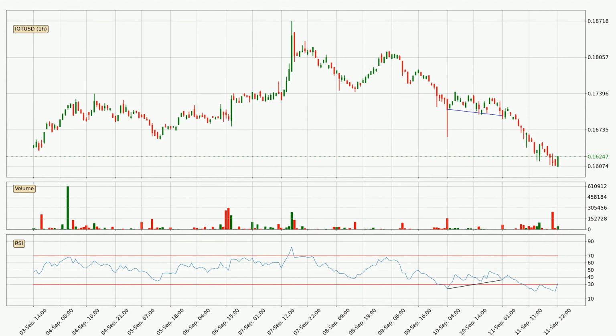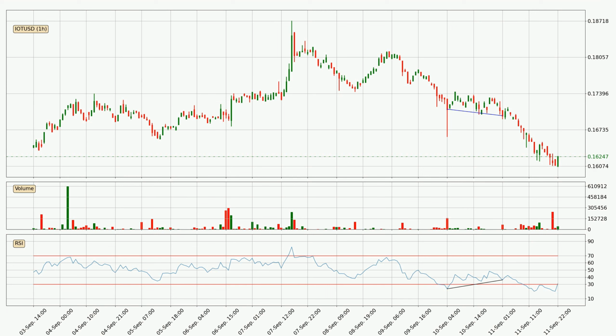Moving to the divergences, there are two types of divergences: bearish or negative divergence and bullish or positive divergence. Bearish divergence is when the price is making a higher high while at the same time the indicator is making a lower high. This shows that the buyers are exhausted and a trend change could be expected soon. The same logic applies to the bullish divergence, where the price makes a lower low, but the indicator is making a higher low, showing that the sellers are exhausted.